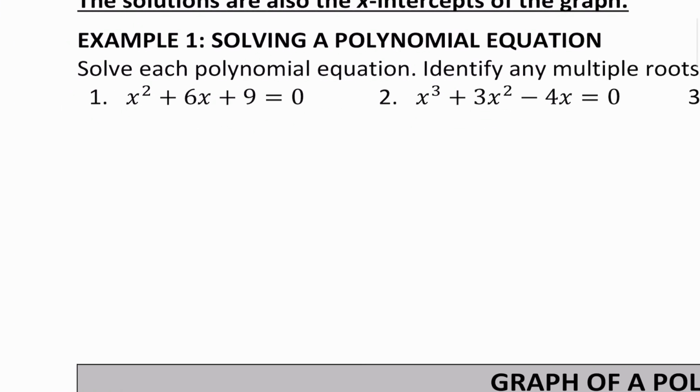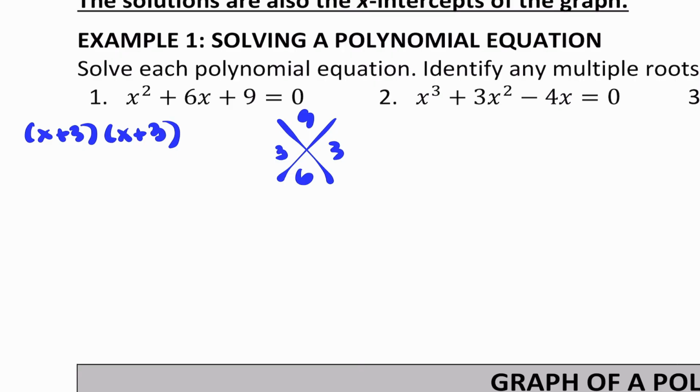So we have 3 terms, they're set equal to 0. What we have to do is determine whether or not we have a GCF. We don't. So we're going to go ahead and proceed with the x method. 9 goes up top, 6 goes down below, and the two numbers are 3 and 3. So I have x plus 3 times x plus 3, but don't forget, this is a polynomial equation. We have to make sure we set these two things equal to 0.